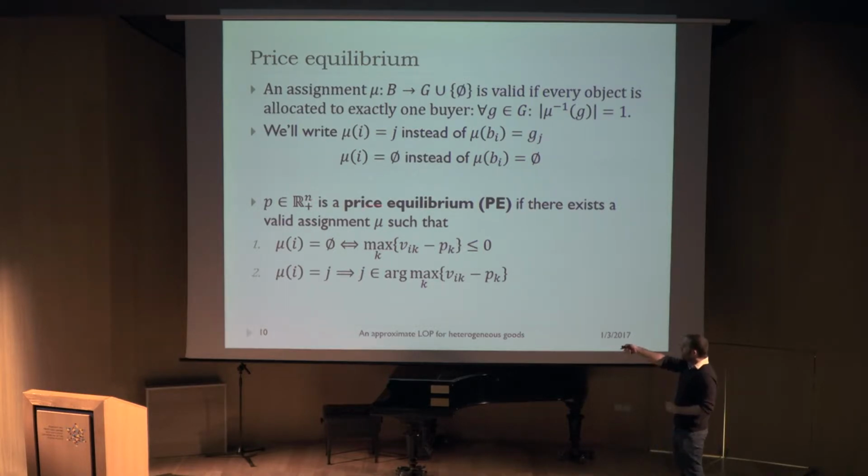And P is a price equilibrium if there exists a valid assignment such that a buyer doesn't get any good if, when you take the valuation minus the price, all of them give you a negative number. So you prefer not to buy a good. And if one of those numbers is positive, then you want to buy that good. Standard definition, I think, or at least it should be standard.